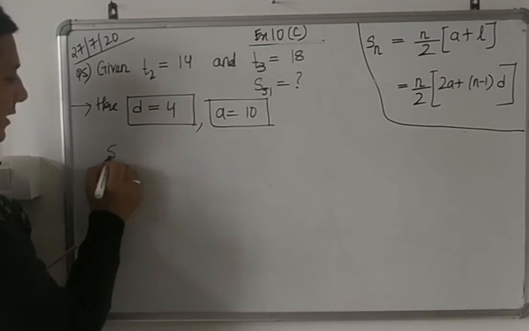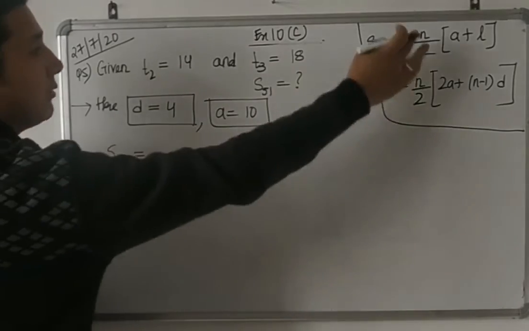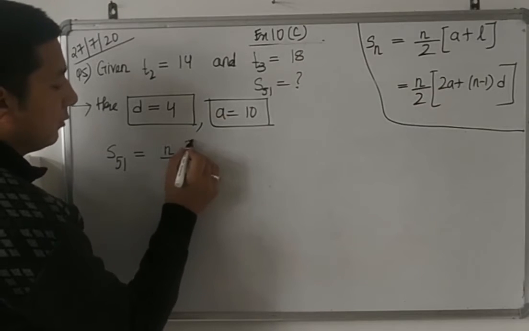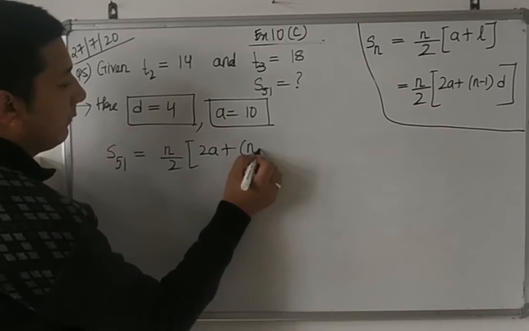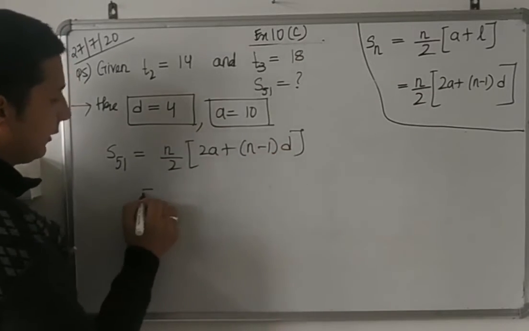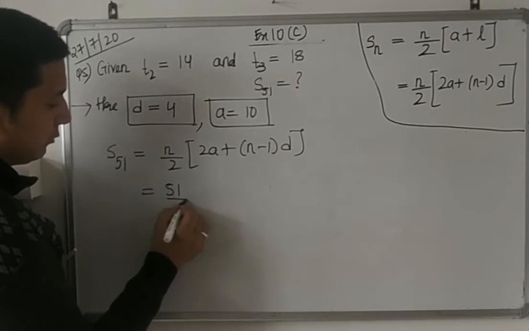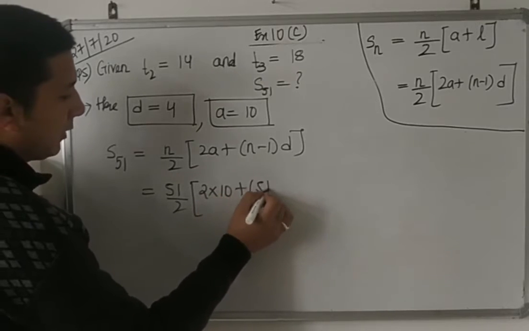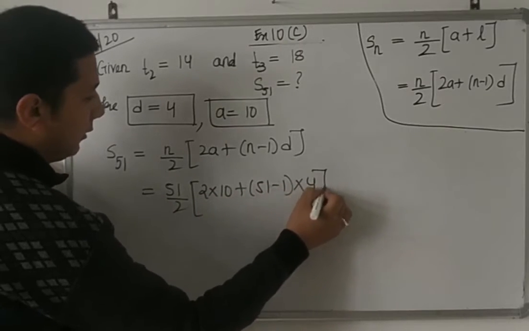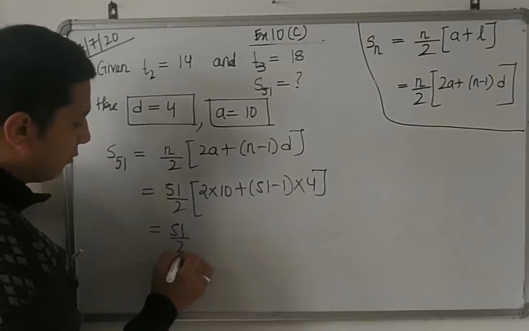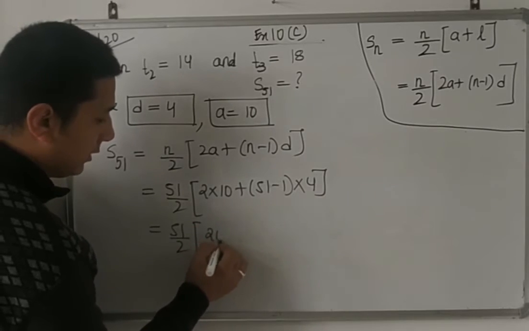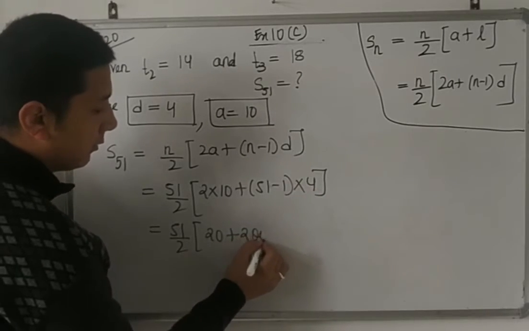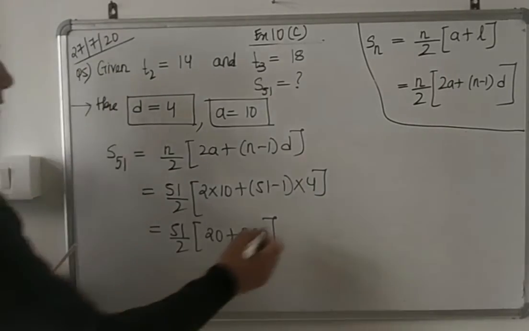I'm asked to find S51. Which formula will I use? I don't have the last term, so I have to use the second formula: n by 2 times (2a plus (n minus 1) into d). Here n is 51, so 51 by 2 into (2 into 10 plus (51 minus 1) into 4). So 51 by 2, 2 tens are 20, plus 50 into 4, 200. Therefore this will be 220, isn't it?